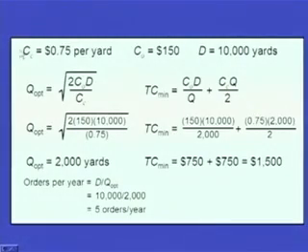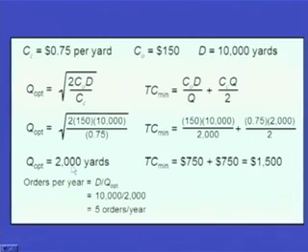Now here we see this is the carrying cost, given as $0.75 per yard. The ordering cost is $150. The annual demand D is given as 10,000 yards. So we can very easily find out the Q optimum using the same formula that we have derived. Q optimum we can find out: 2 multiplied by 150 multiplied by 10,000 divided by the carrying cost which is 0.75. So we find out that the Q optimum is 2000 yards.